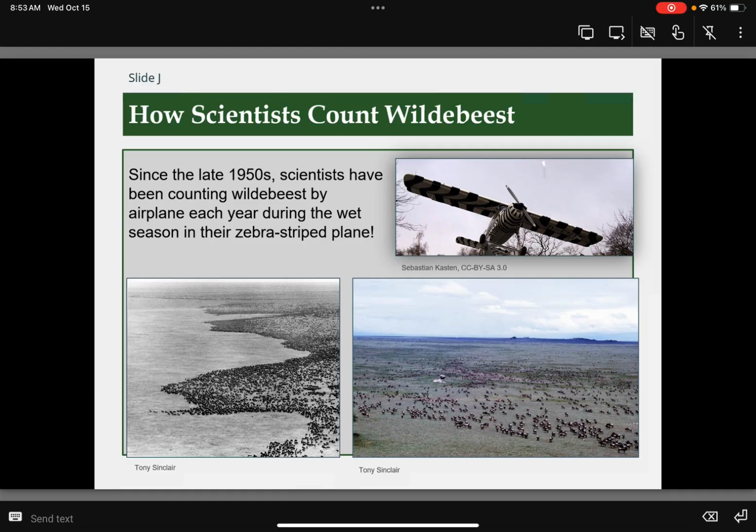Since the late 1950s, scientists have been counting wildebeest by airplane each year during the wet season in their zebra-striped plane. Wouldn't that be fun? How do they count that? I'm guessing like a scanner.